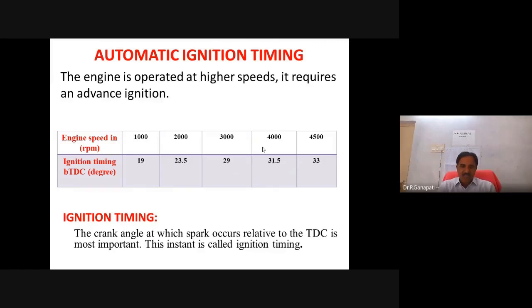Automatic ignition timing, or maybe the spark advance and retard mechanism. So in the last class, we already saw that when the engine speed increases, automatically we go for the ignition advancing. So the engine speed is approximately 1000 RPM.